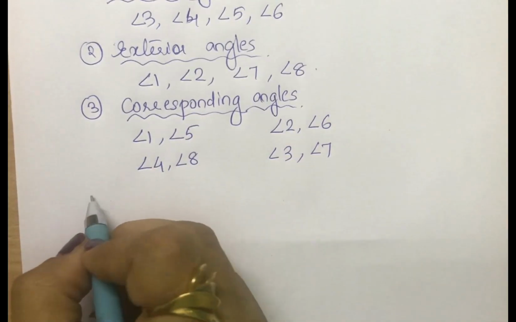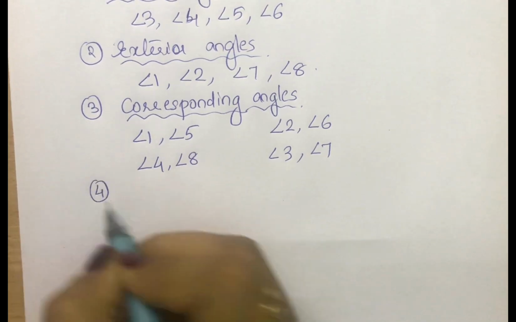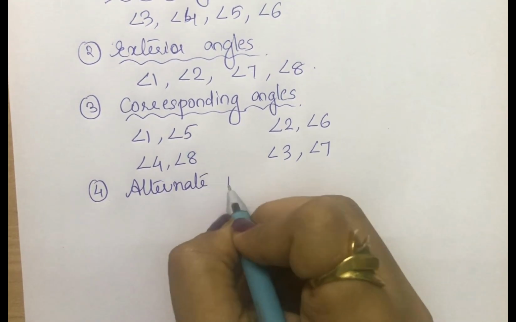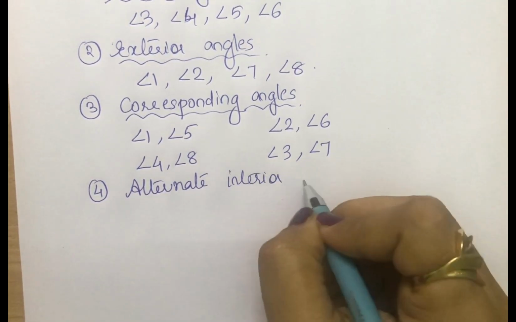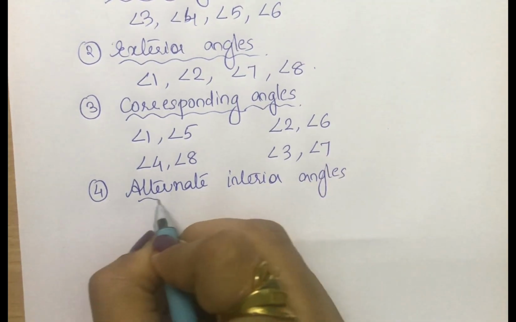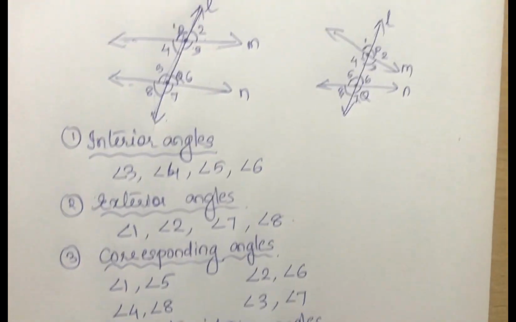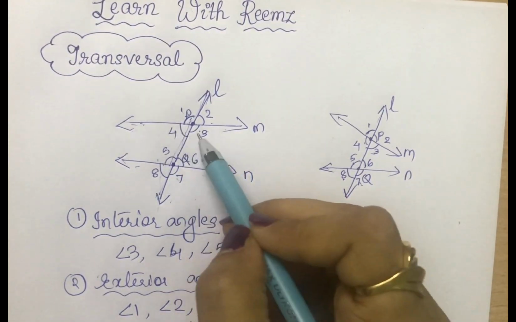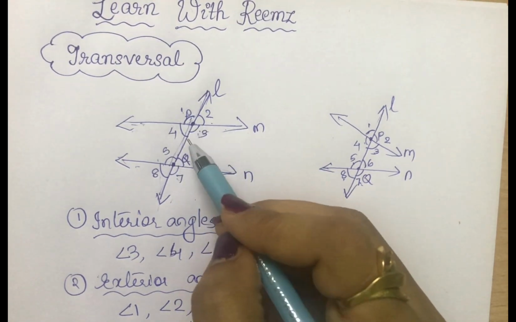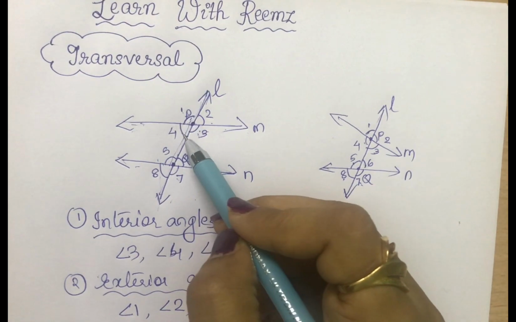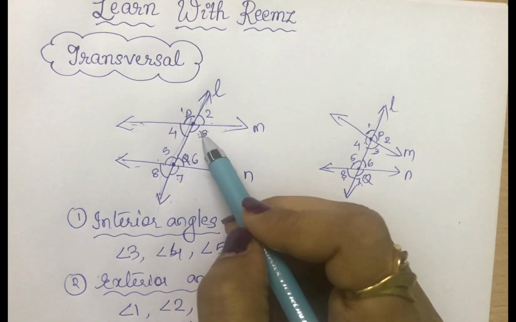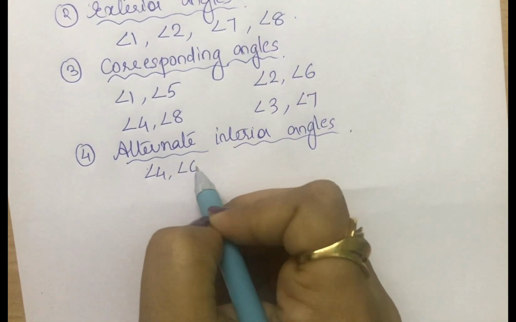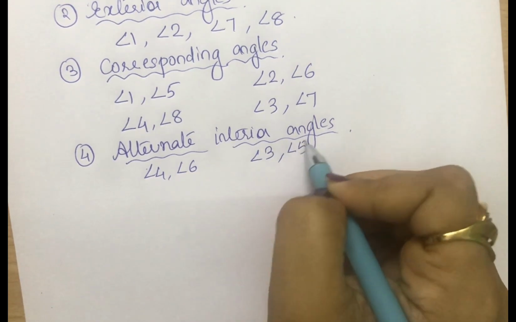Okay, so the next set of angles are alternate interior angles. So what are the alternate interior angles here? Interior angles mean these angles, right? 3, 4, 5 and 6. So what do alternate interior angles mean? Angle 4 and angle 6, and angle 3 and angle 5. So angle 4 and 6, and angle 3 and 5.